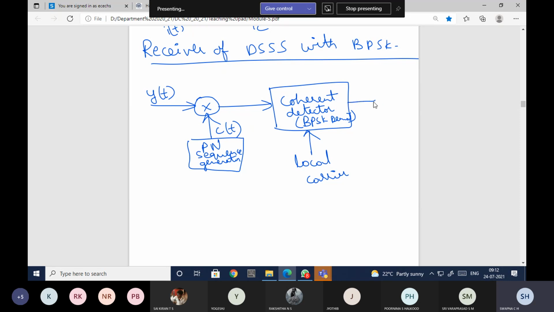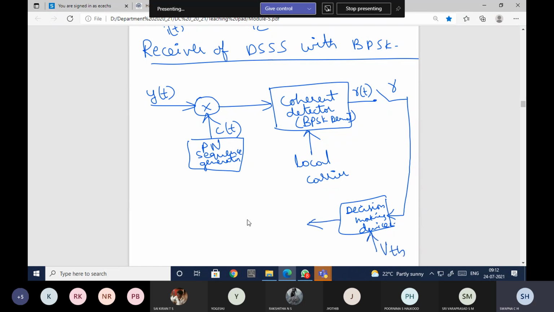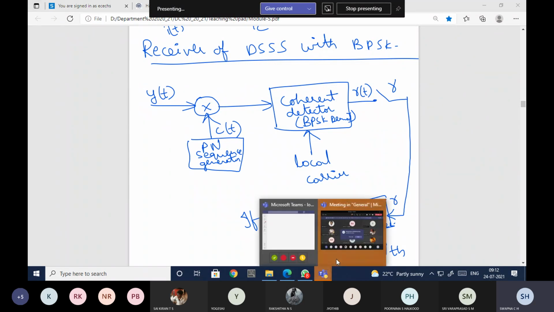Then I'll give it to the sampler. Let me consider I'm getting R of t as the sampler output. So R is the sampling output, and I'll give it to the decision making device. It will be compared with Vth. R is the input to the decision making device.